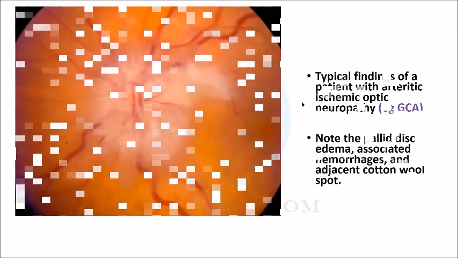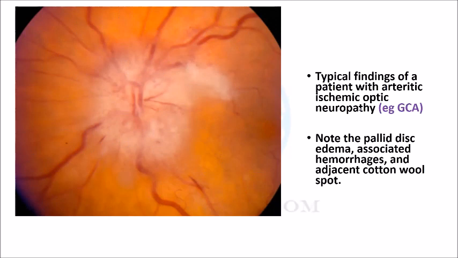So the diagnosis would be, as we discussed last time, arteritic ischemic optic neuropathy. Arteritic, so there is inflammation of the vessels. One good example is in the elderly patient, giant cell arteritis. The disc is pallid, edematous, with a little hemorrhage, not clearly visible. Small points of hemorrhages are there, and adjacent cotton wool spot. The white spot is the cotton wool spot. Cotton wool spot means infarction. So this is edematous disc and arteritic ischemic optic neuropathy.